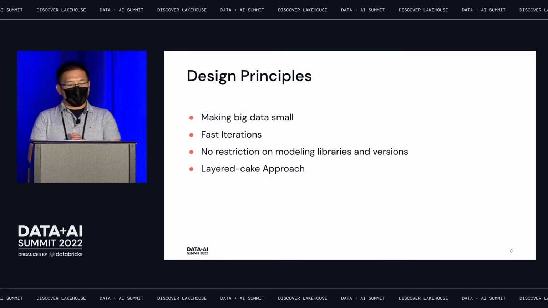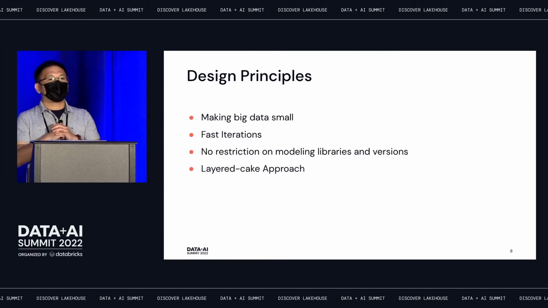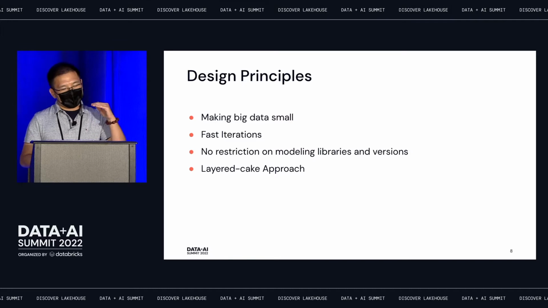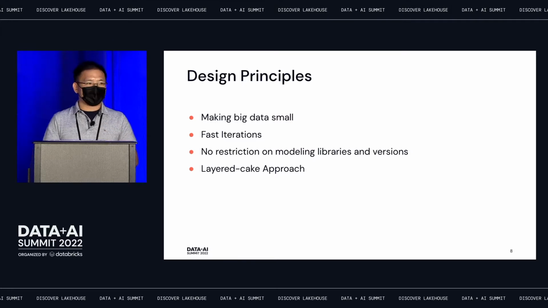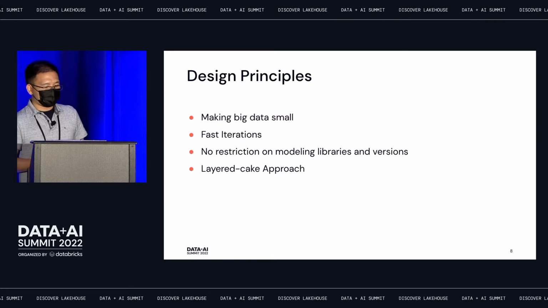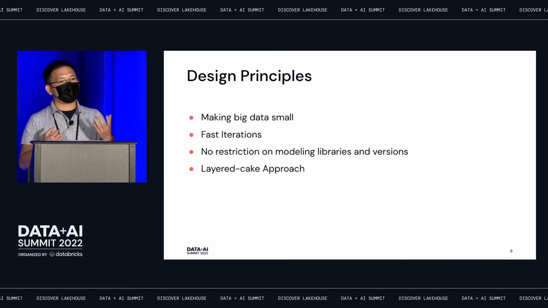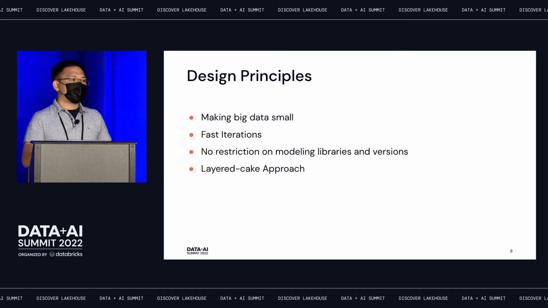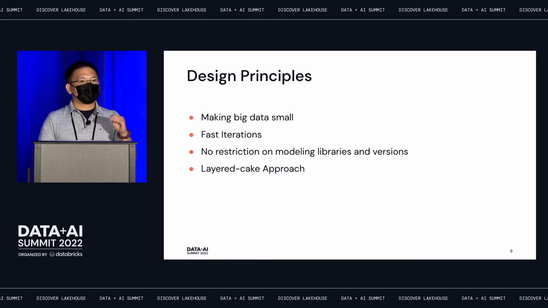And another thing is the layered cake approach. One level of abstraction can never solve all the problems. It will either make things oversimplified or overcomplicated. So our approach is to have many layers of abstractions, layer on top of layers, so that different users and different use cases can choose different levels of abstraction to use in order to minimize the unnecessary code.